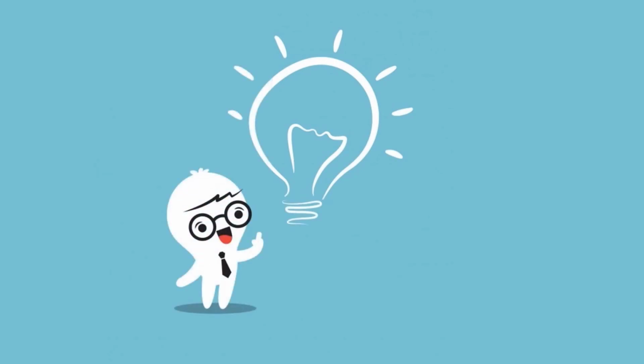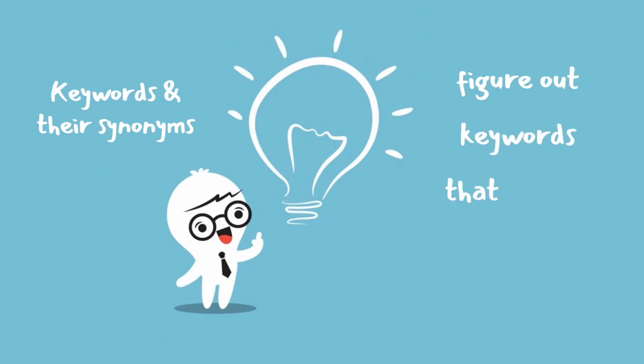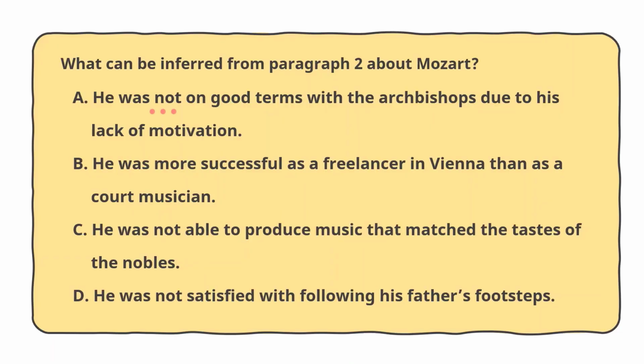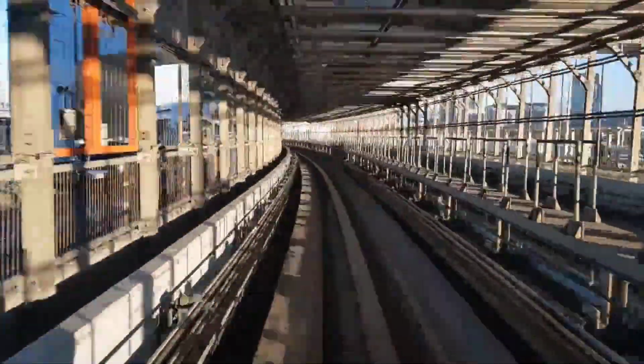See, this is how we find keywords and their synonyms from the answer choices, and how we figure out the keywords that cannot be replaced. I separated these two steps here to explain. You don't need to do it. For example, A. Not good with archbishops. Lack motivation. Archbishops. The more you practice, the faster you finish these steps.